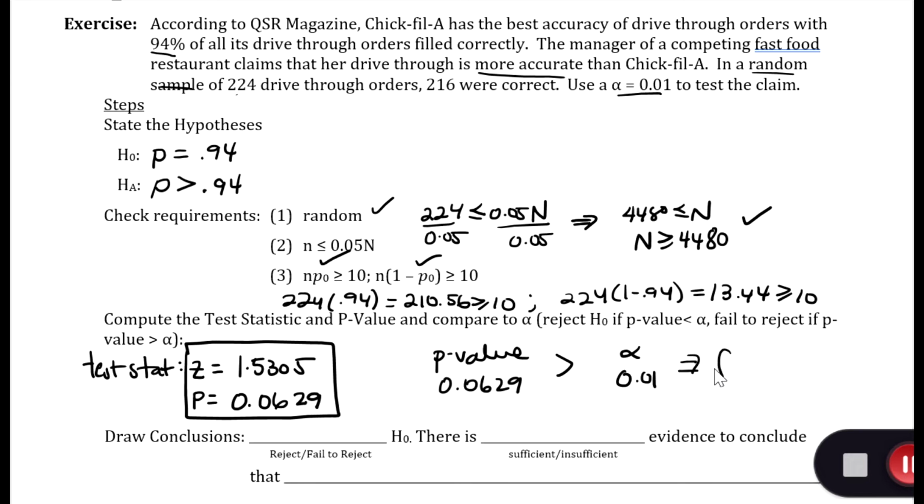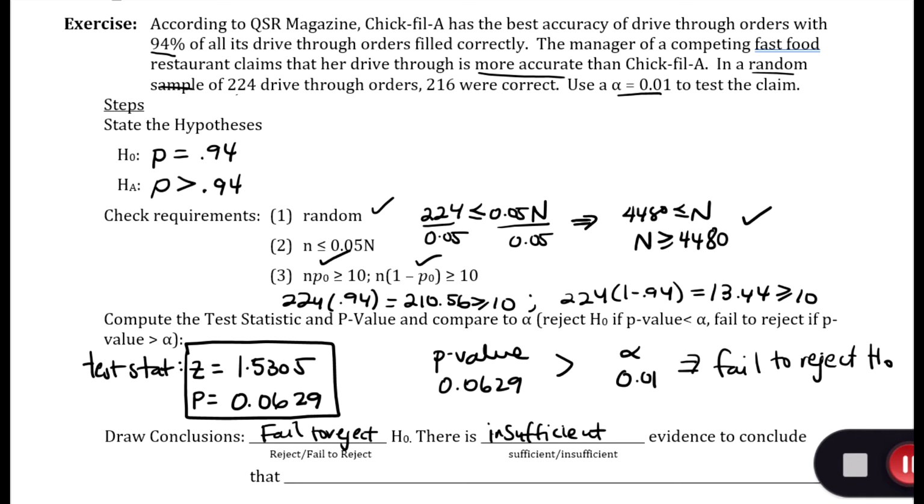So I am going to fail to reject my null hypothesis. Okay, so my conclusion is I'm going to fail to reject my H naught, and that means that we don't have enough evidence to believe anything other than the status quo. We are not rejecting the null hypothesis. So that means that there is insufficient evidence to conclude this claim that the fast food manager was making.